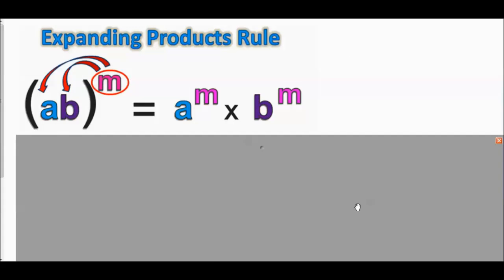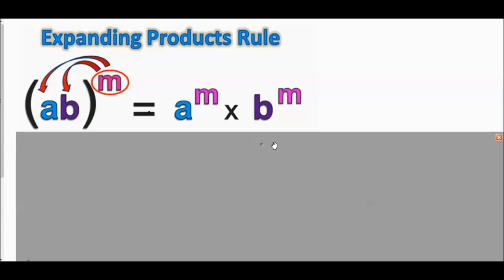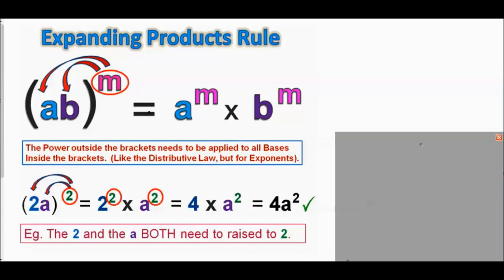Let's look at our second rule, expanding a product rule. What's different about what we just saw is here I have 2 factors inside the parentheses. That m is being applied to each factor inside that. So that m is distributed to the a and to the b. The power outside the brackets, which was the m, needs to be applied to all of the bases, a and b, inside the brackets.